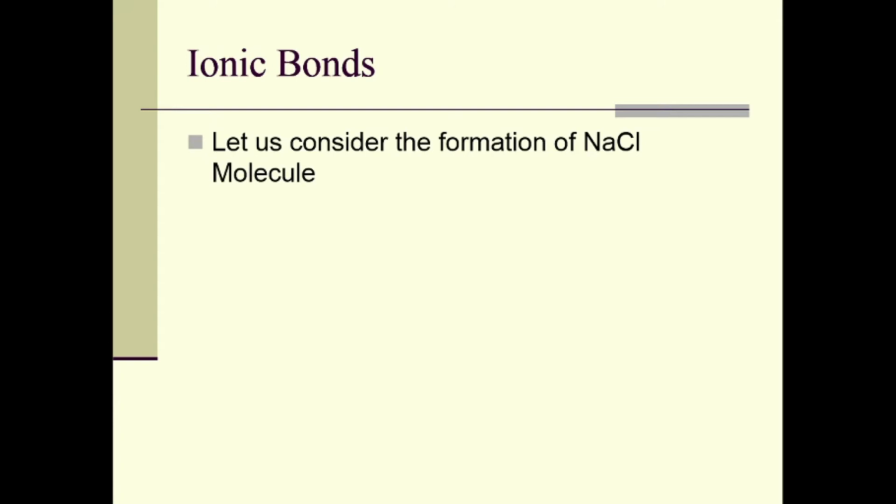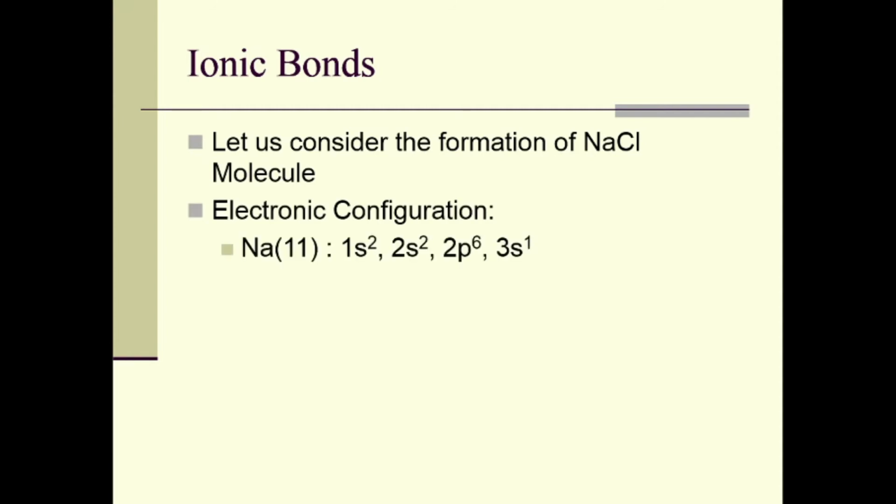Now let us consider the formation of the NaCl molecule, or sodium chloride molecule. Sodium has 11 electrons, so its electronic configuration is 1s2, 2s2, 2p6 and 3s1. So in the outermost shell, the third shell, it has only one electron, and it can easily lose that one electron because its ionization potential is also very low.